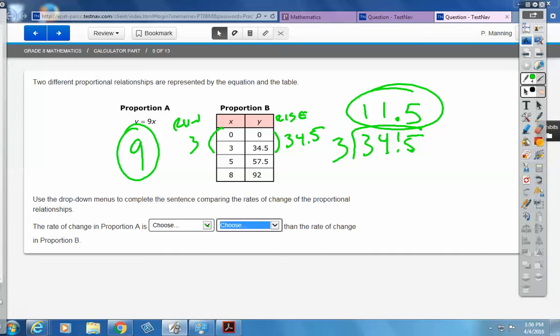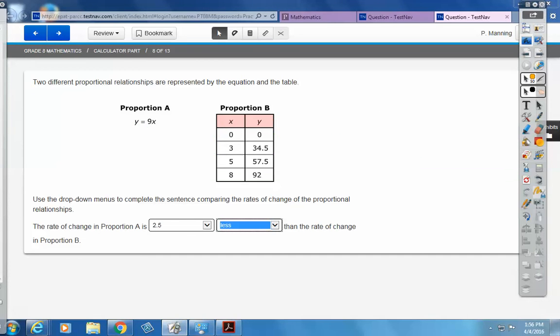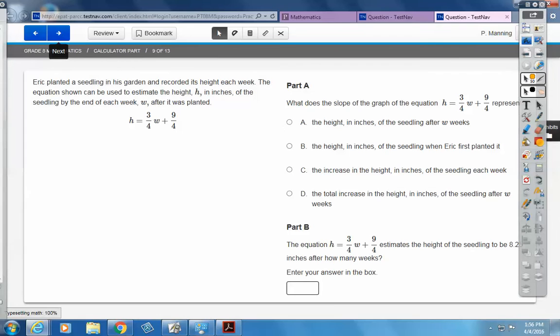So the rate of change for proportion A is, and now I have to clear this so I can actually hit the button, 2.5 less than the rate of change in proportion B, because 9 is 2.5 less than 11.5. Back half had some shorter questions. It's nice. All right, number 9.